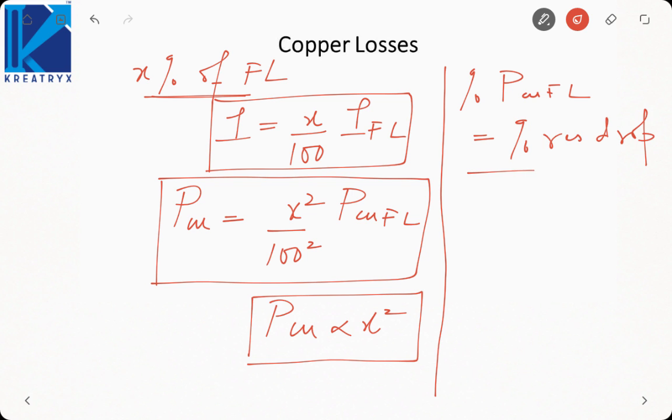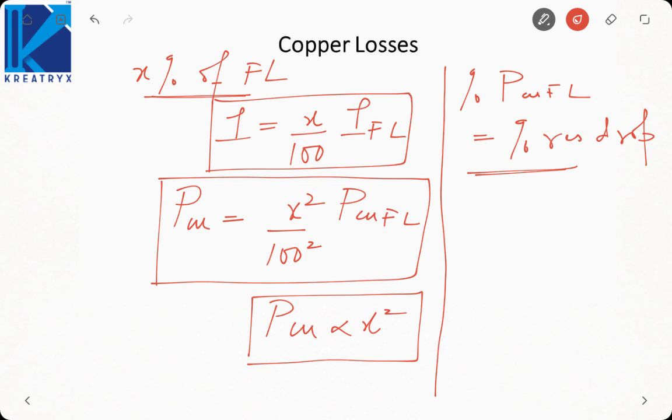Okay, this percentage system or the per unit system will be covered in case of power systems, but you must be well aware of that per unit system so as to consider the losses and the power in terms of per unit or the percentage. So percentage full load copper loss is same as percentage resistance drop. Is it fine? So this is what is about the copper losses.